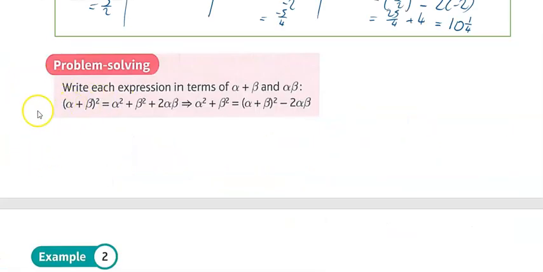Okay, here we've got that very useful wee thing which we used in part D of the last example, which was alpha plus beta all squared is equal to alpha squared plus beta squared plus 2 alpha beta. Therefore, alpha squared plus beta squared is equal to brackets alpha plus beta squared minus 2 alpha beta. So remember that comes in very useful for you in these questions.